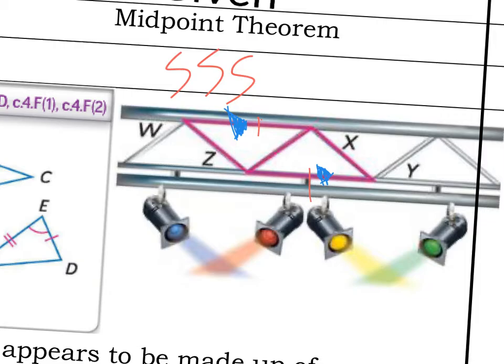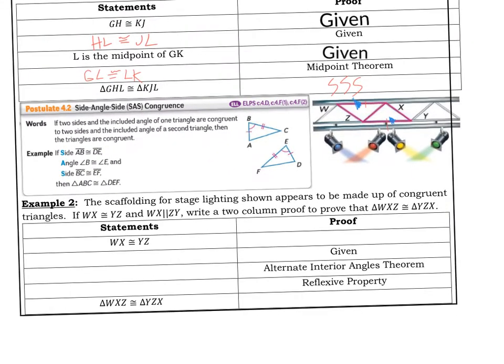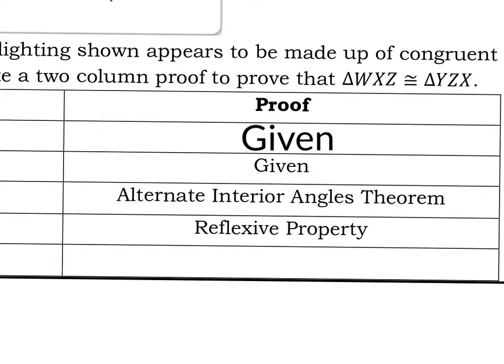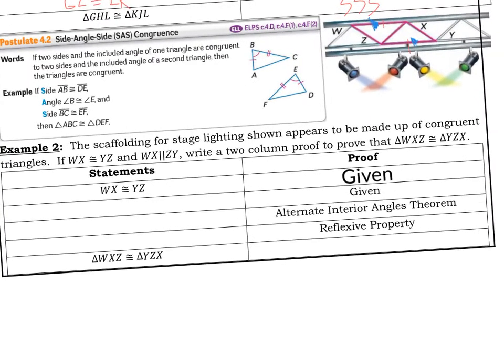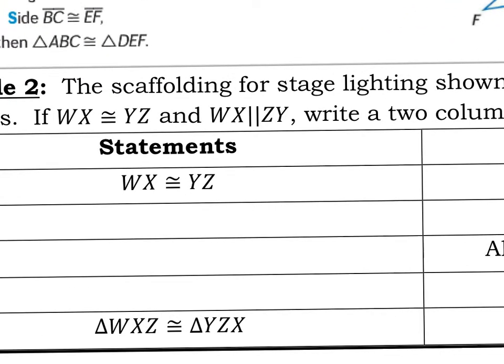Okay, so that's going to be good enough. So we know that these lines are parallel and that the top line is congruent to the bottom line. All right, so the first thing that is mentioned in the statements is that WX is congruent to YZ. So that is given to us. And then if you notice, the second reason is also given. So what else is given to us? That WX is parallel to ZY.